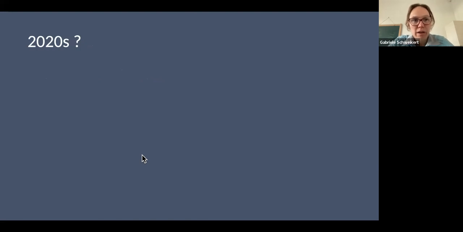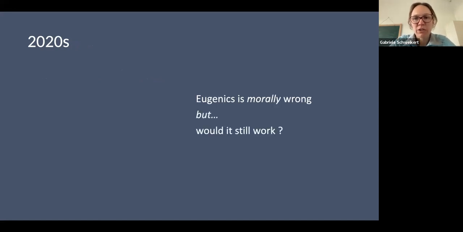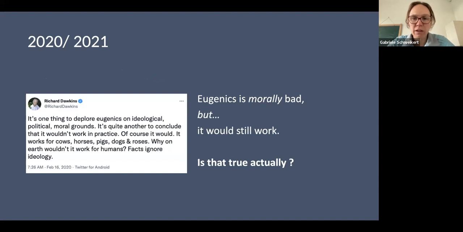I think the topic is also relevant in the 2020s. So I want to say very firmly that eugenics is wrong, but some people would argue eugenics is morally wrong, but it might still work. Here's a very famous example, which Dawkins has said in a tweet. It's one thing to deplore eugenics on ideological, political, moral grounds. It's quite another to conclude that it wouldn't work in practice. Of course it would. It works for cows, horses, pigs, dogs, and roses. Why on earth wouldn't it work for humans? Facts ignore ideology.